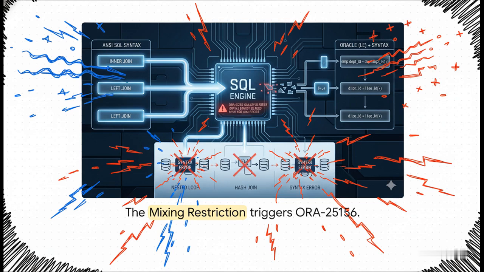If you attempt this, the underlying data flow paths completely shatter. The engine won't even attempt a nested loop or hash join. It just throws up its hands with a syntax error and stops dead in its tracks.